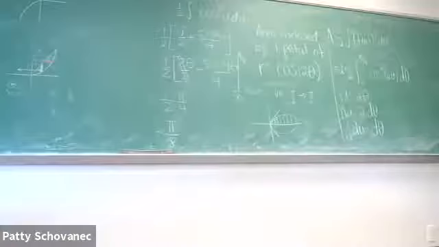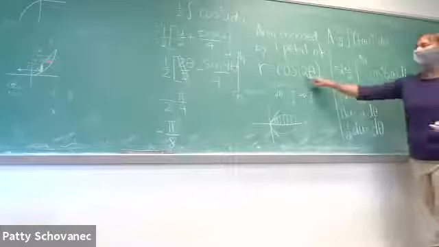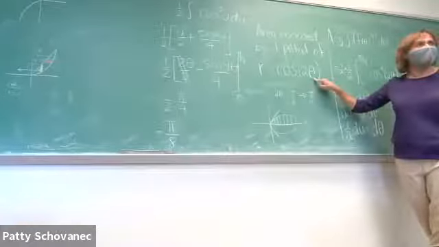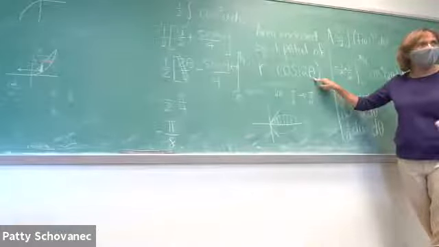For a sine rose curve with 4 petals, would the middle of the petal be going through pi over 4? It would, because sine is 1 at pi halves. So if 2 theta is pi halves, then theta has to be pi over 4, right?